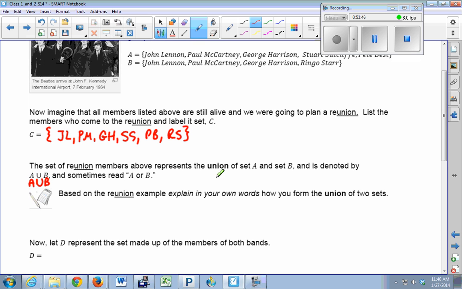So later on your own, I want you to write in your own words how you form the union of two sets so that it makes sense to you. You can use this example, or you could write some number sets down, but write it out in your own words so it makes sense to you. And if you're not comfortable with that, then copy what the book has, okay? This should be what makes sense to you.